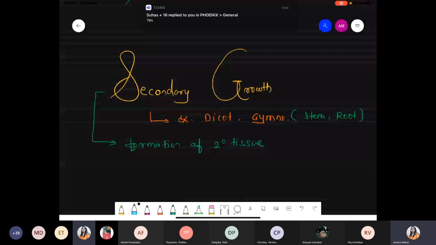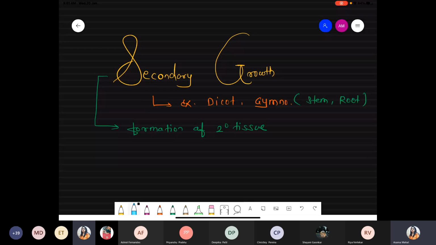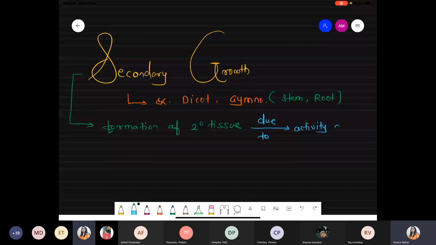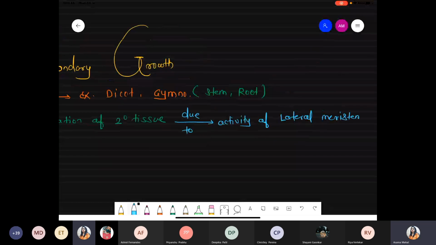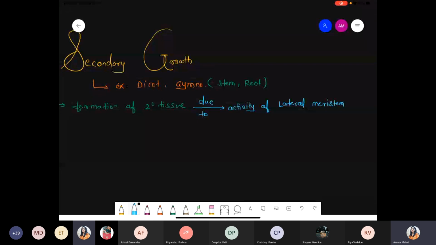So the simple definition: secondary growth is nothing but the formation of some secondary tissue due to the activity of lateral meristem. And you know very well, lateral meristem is the part of secondary growth that forms at a later stage. So secondary tissue is formed due to the activity of the lateral meristem. And now what happens due to this activity? Due to that secondary tissue formation, the plant shows a typical type of growth.